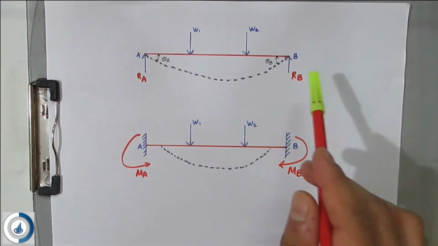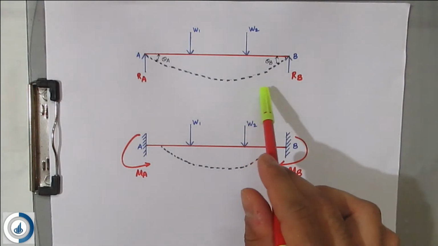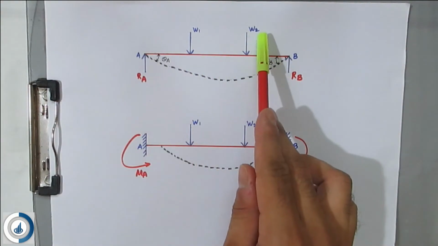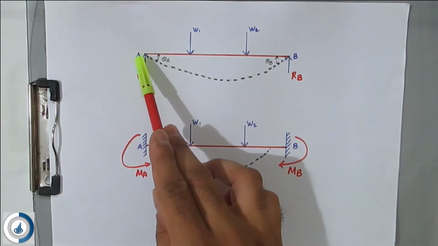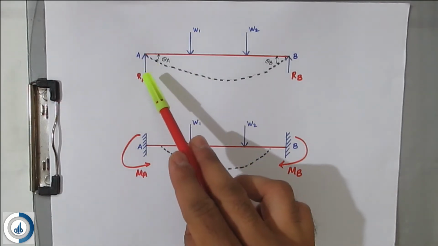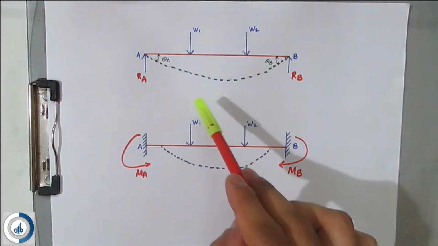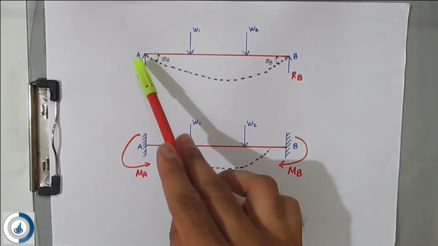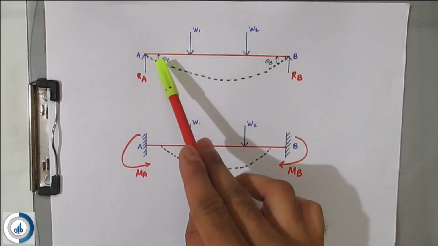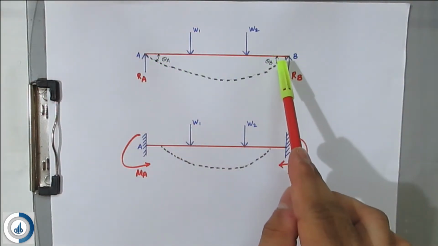Now I have drawn two figures. The first figure is the simply supported beam. With the normal loading conditions, one point load W1 is acting and another point load W2 is acting on the horizontal beam AB. These are the reactions: at A the reaction is known as RA and at B it is RB. You know that the general bending pattern is like this for a simply supported beam, where slopes are created. At A the slope is theta A and at B the slope is theta B.